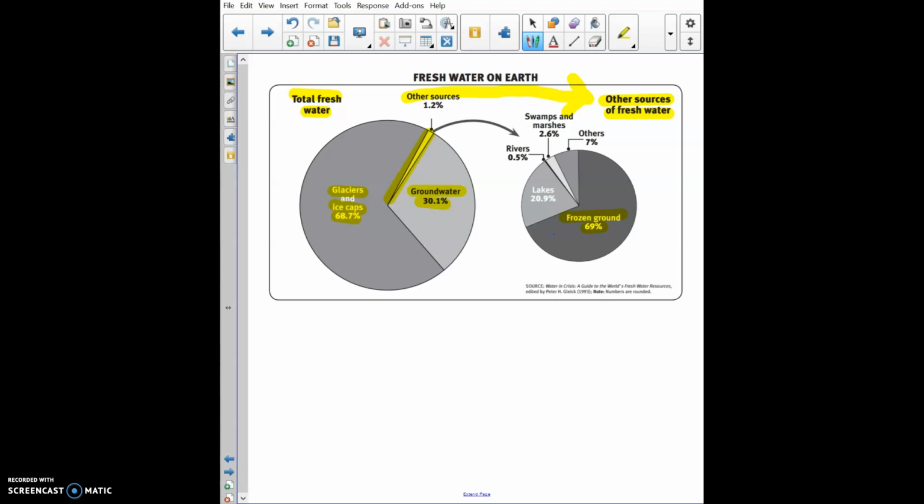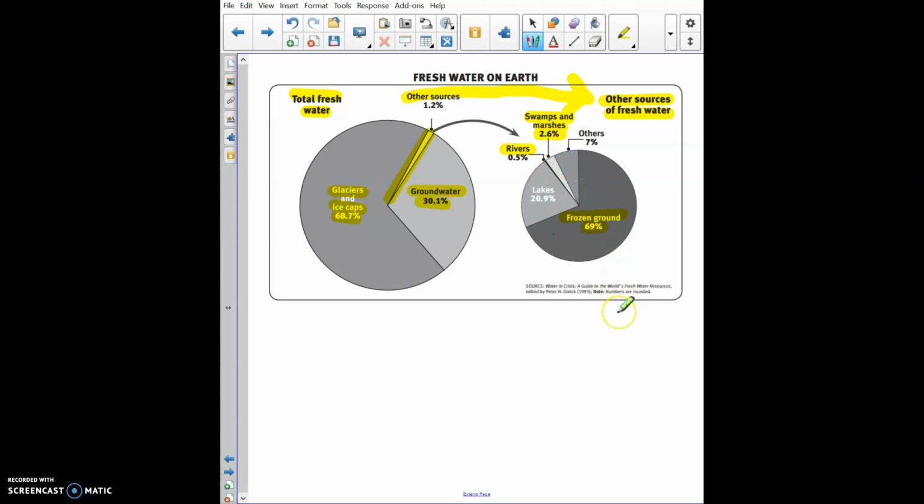I can also tell that there's more than twice as much fresh water found in swamps and marshes than in rivers. Take a look at those numbers there. 2.6, almost twice as much as our rivers.